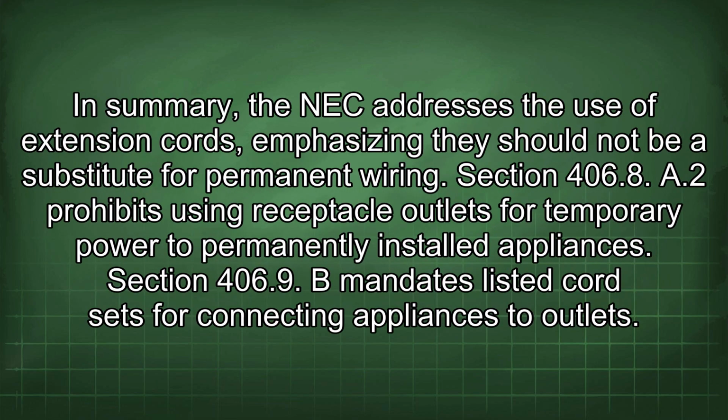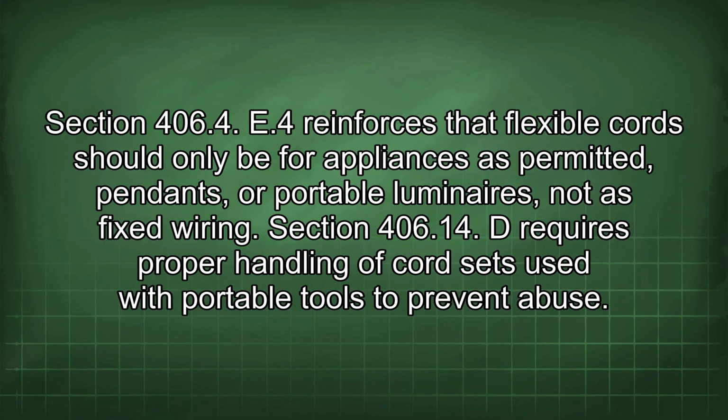In summary, the NEC addresses the use of extension cords, emphasizing they should not be a substitute for permanent wiring. Section 406.8.2 prohibits using receptacle outlets for temporary power to permanently installed appliances. Section 406.9.B mandates listed cord sets for connecting appliances to outlets. Section 406.4.E4 reinforces that flexible cords should only be for appliances as permitted, pendants or portable luminaires, not as fixed wiring. Section 406.14.D requires proper handling of cord sets used with portable tools to prevent abuse.